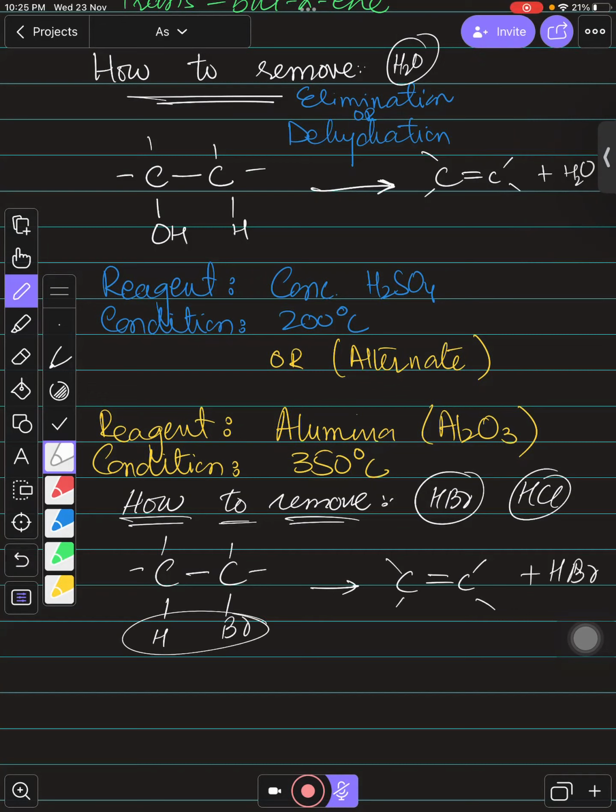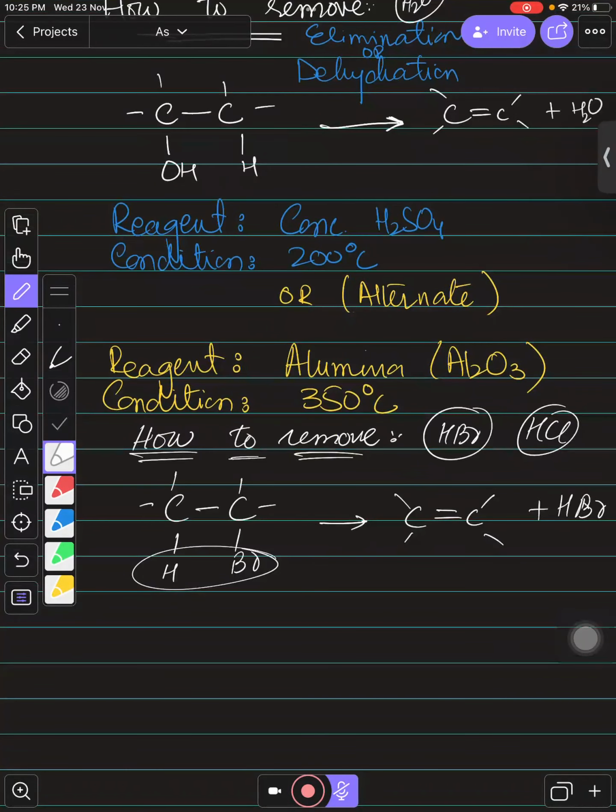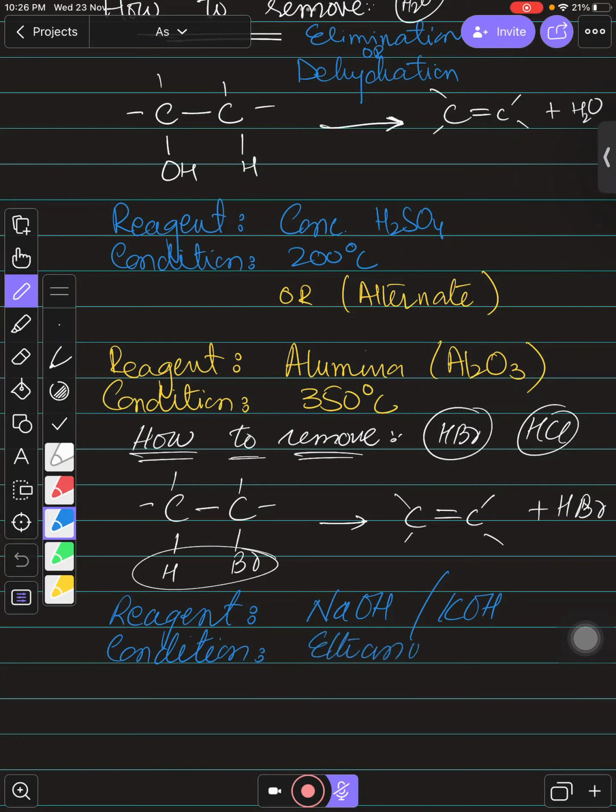So how can you remove HBr? We have different conditions for this, right? The reagent should be NaOH, or you can even use KOH, both are the same thing. But the condition is you must use them in ethanol, so you can say that ethanolic NaOH or KOH you need to use, or heat under reflux. You have to do this together, and heat under reflux.